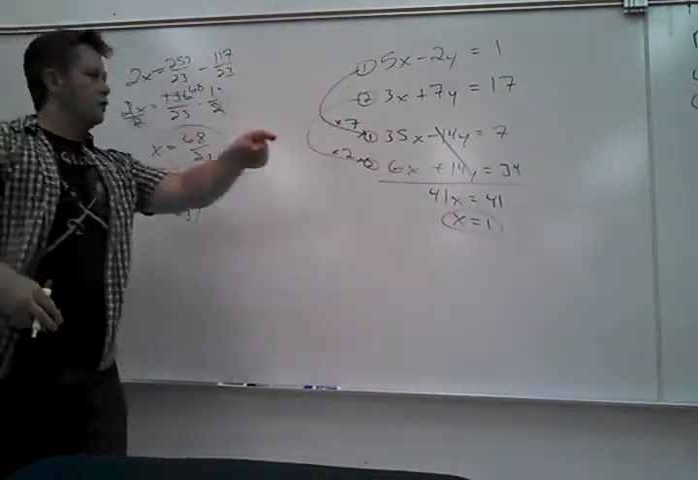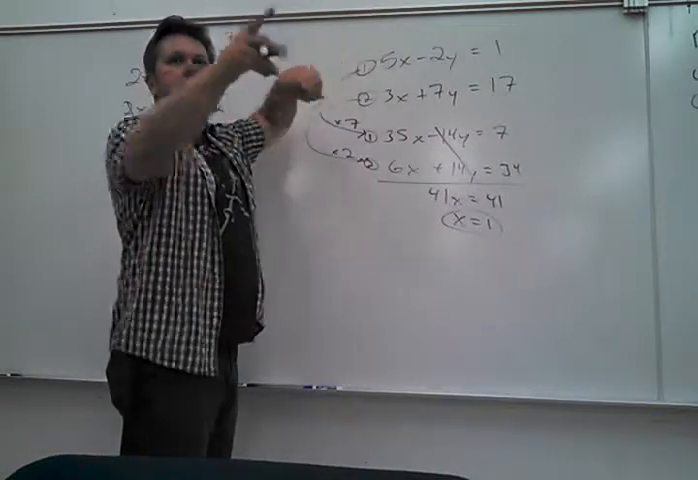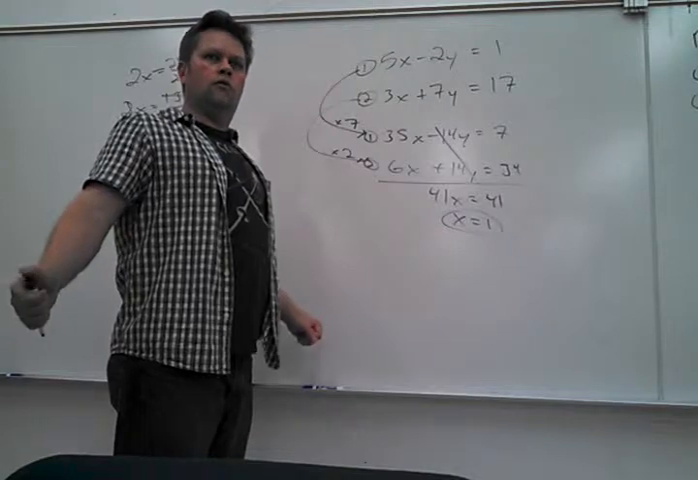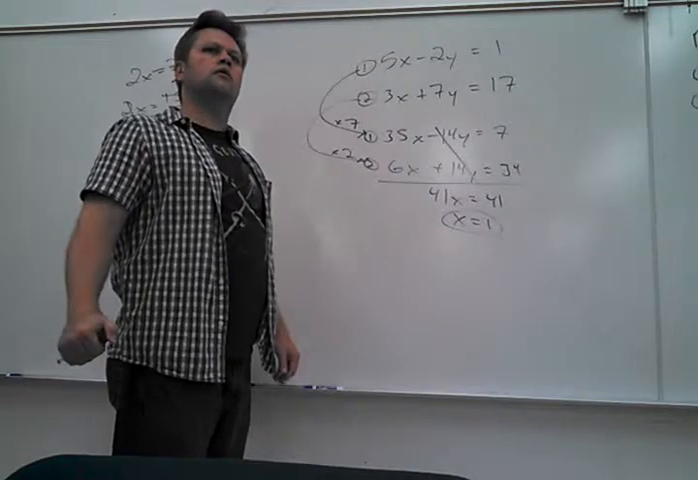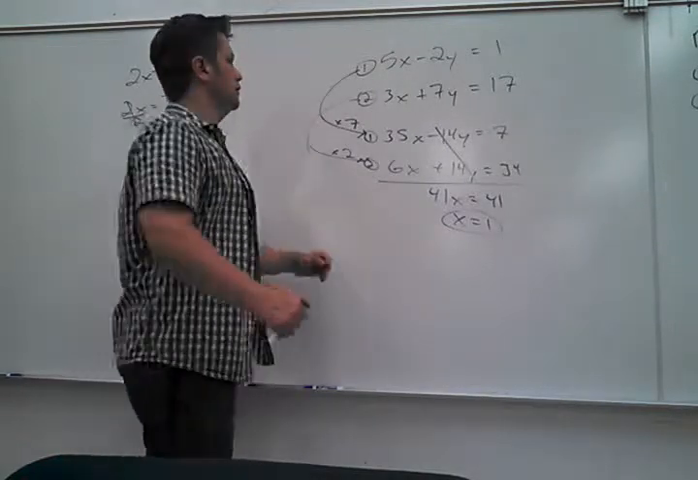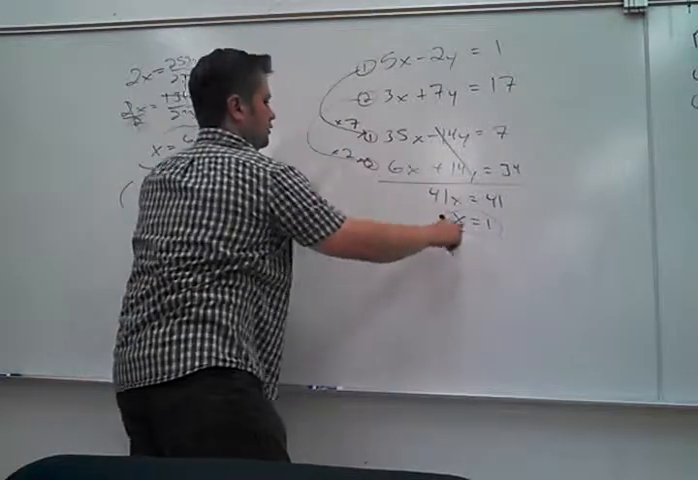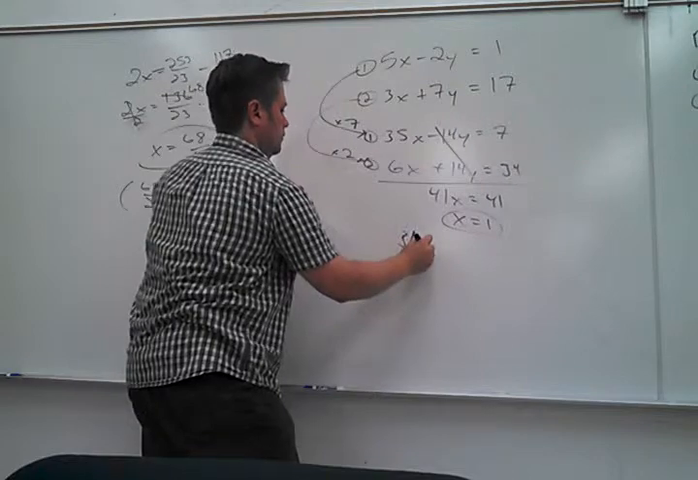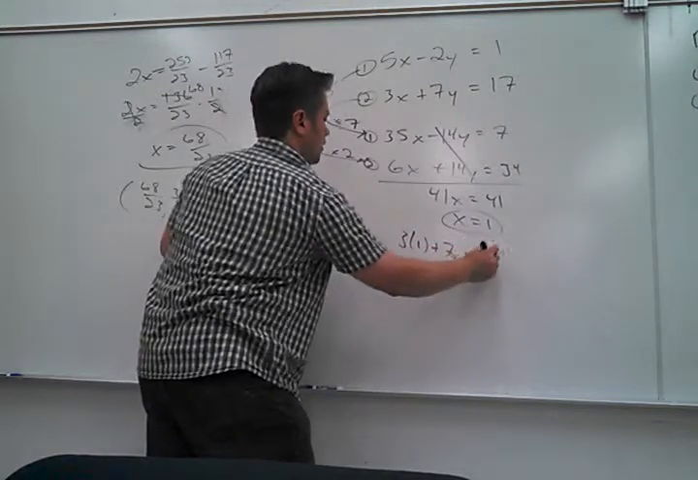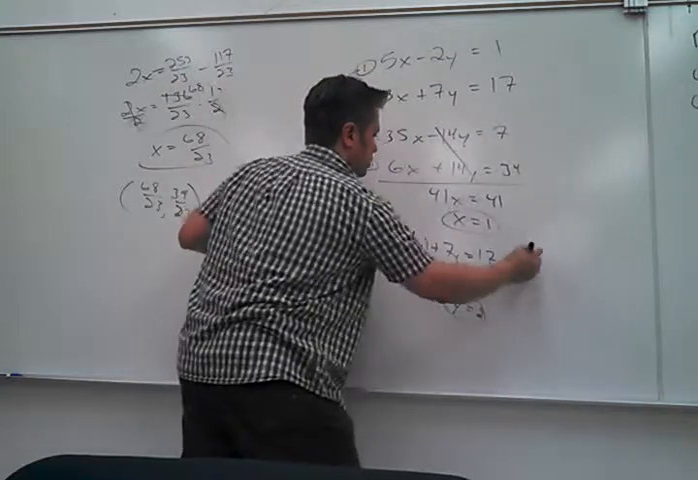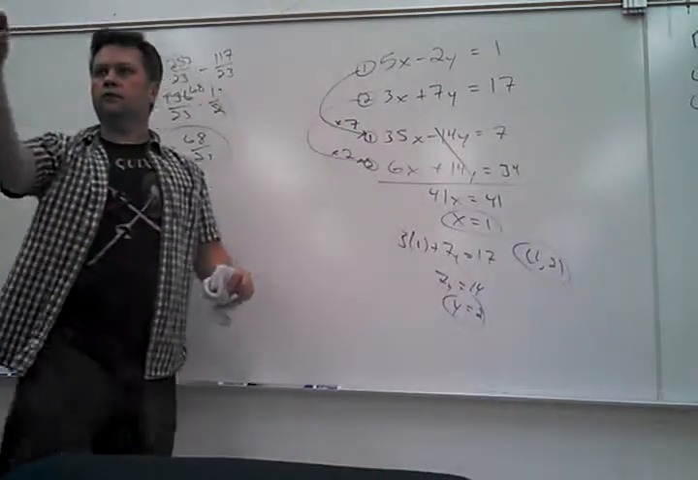And the minute you have one variable, you just got to plug it in either place to get the other one. I got y equal to 2. That's fine. So let me finish this way out real quick. If I plug a 1 in here, then I can solve real quick, 7y equals 14, so y is 2. So I eventually got there, right?